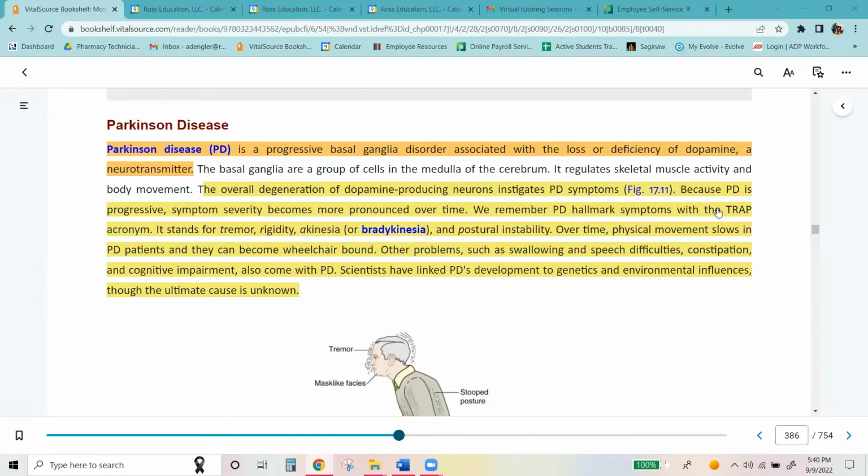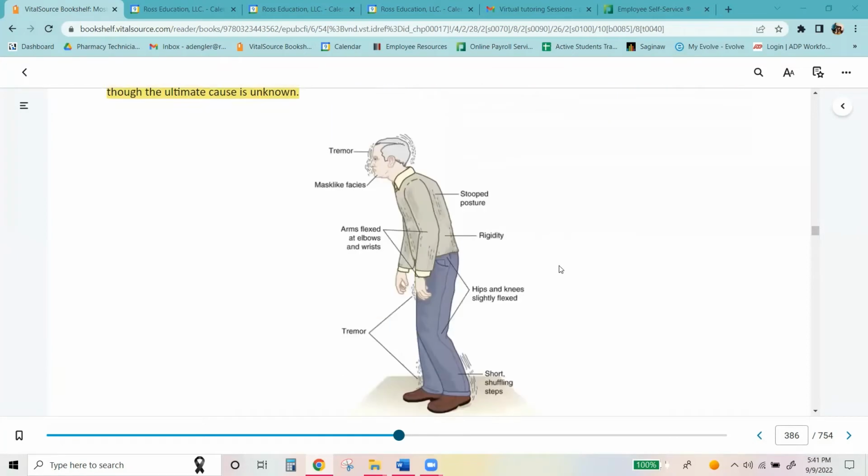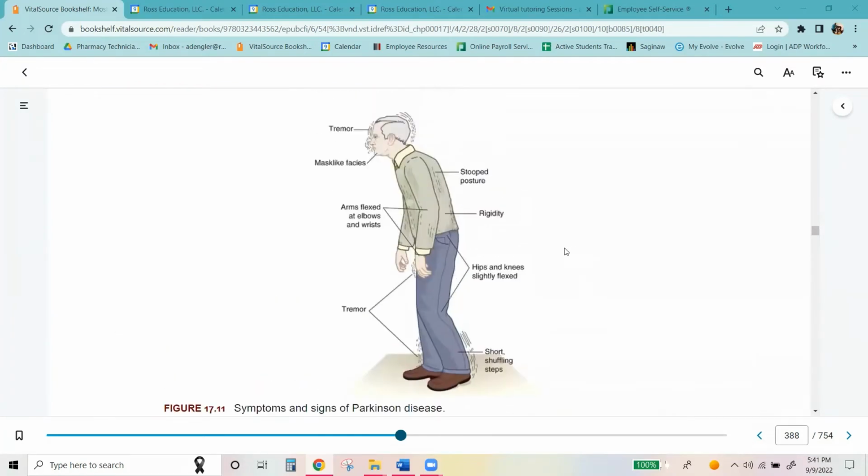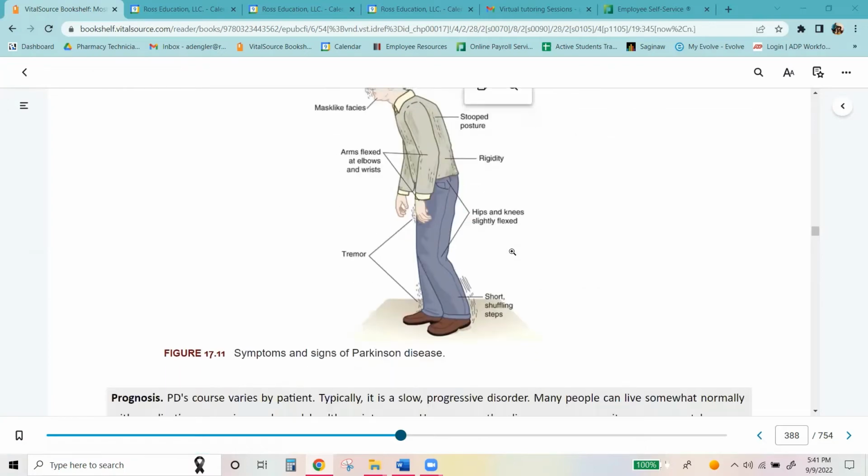Sometimes physical movement slows and then they eventually become wheelchair bound. They can have other issues like swallowing and speech difficulties, constipation, and cognitive impairment. Scientists have linked the development of Parkinson's disease to genetics and environmental influences, though as of now, the ultimate cause is unknown. So here's just a picture depicting some of the signs and symptoms.